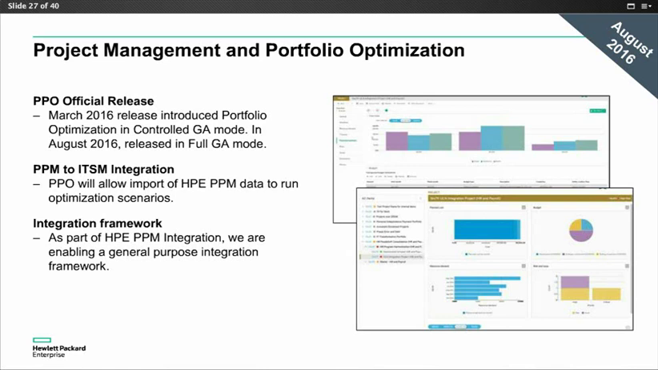We also have officially released now the project and portfolio optimization. So that was a controlled GA prior to August 2016, and now we've had people participate with us in the controlled GA portion, and now we've released it, and it is available to all customers, not just ones that we're working with specifically.